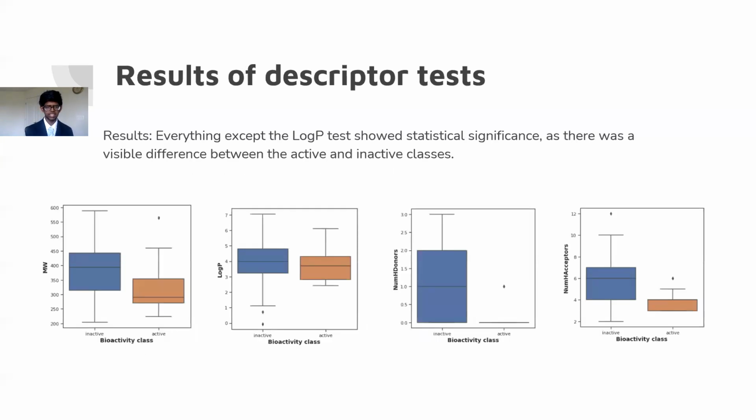So in this slide, as you can see, there are 4 separate graphs. The first graph is the Mann-Whitney graph, which shows statistical significance because there's a significant difference between the medians of the inactive class and the active class. For the log P test, there is barely any statistical significance since they're very similar. For the number of hydrogen donors test, there is definitely statistical significance, and the same thing applies to the number of hydrogen acceptors test.